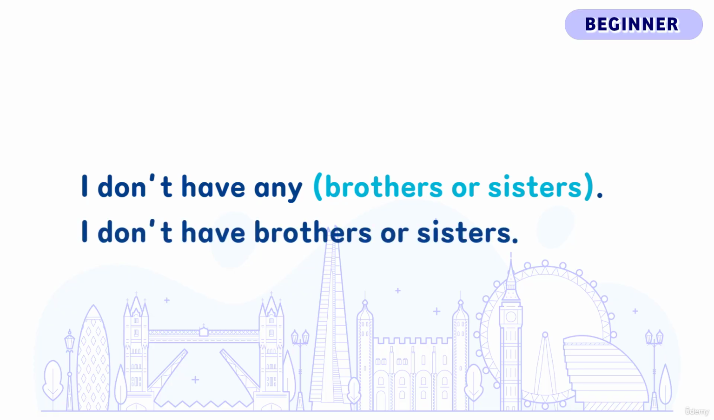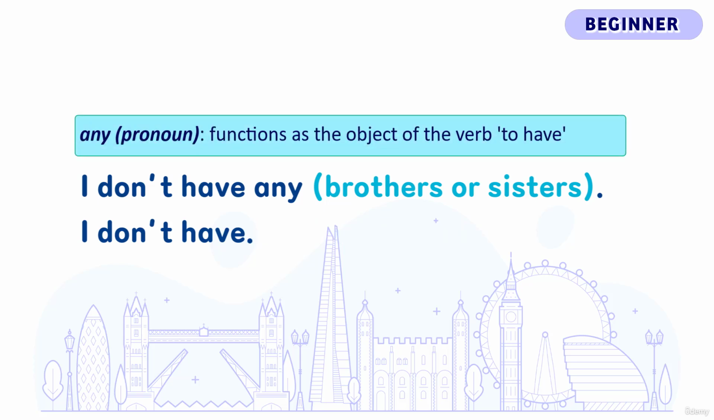Additionally, we can just say, I don't have brothers or sisters. But the use of any in negative sentences helps to emphasize that I have no brothers or sisters. Also, if we want to leave out the nouns brothers or sisters, we need to use any, as any is a pronoun and it can function as the object of the verb. It is incorrect to just say I don't have, as have is a verb that needs to have an object.